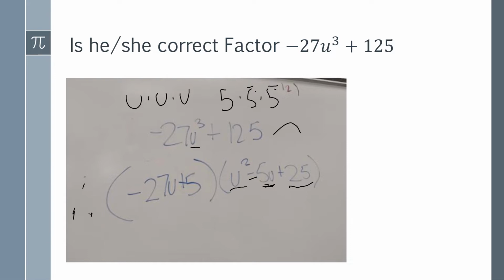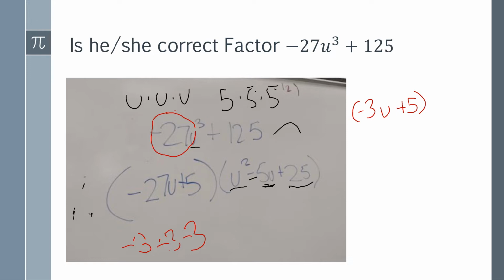So that's what they did well. Now let's talk about things that threw us off a little bit. We knew for a fact this negative 27u cubed could be broken down in terms of 3 negative 3's: negative 3, negative 3, negative 3. So the final answer should start with negative 3u plus 5, and that's in the front. I'm not done with all the pieces because I have to worry about the back.